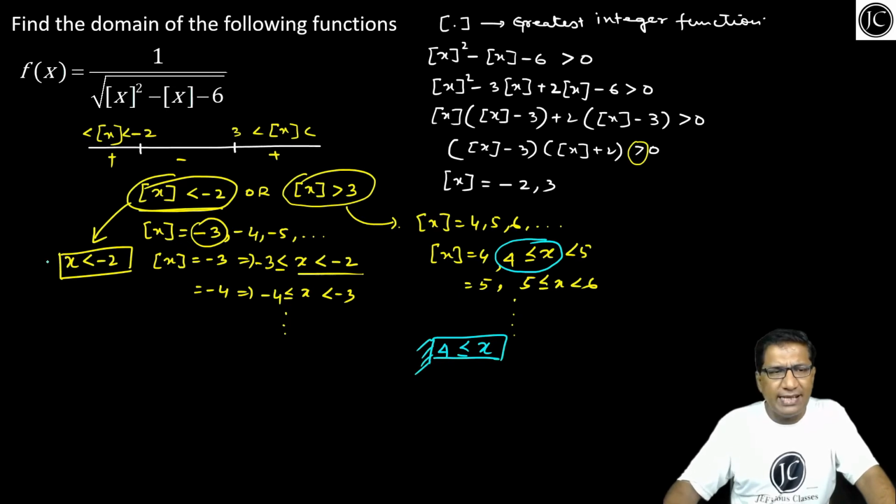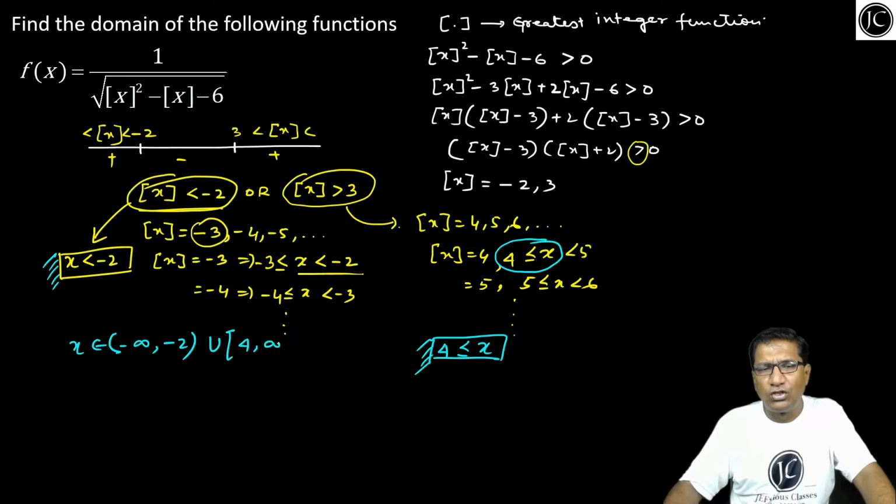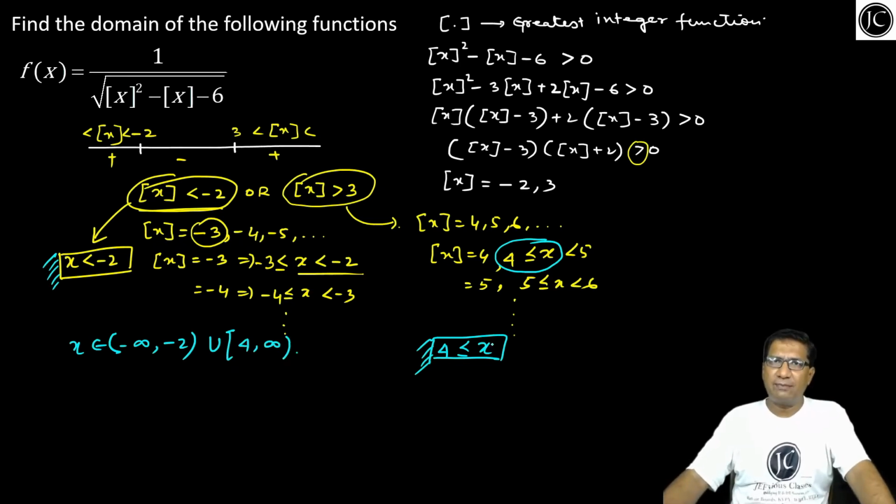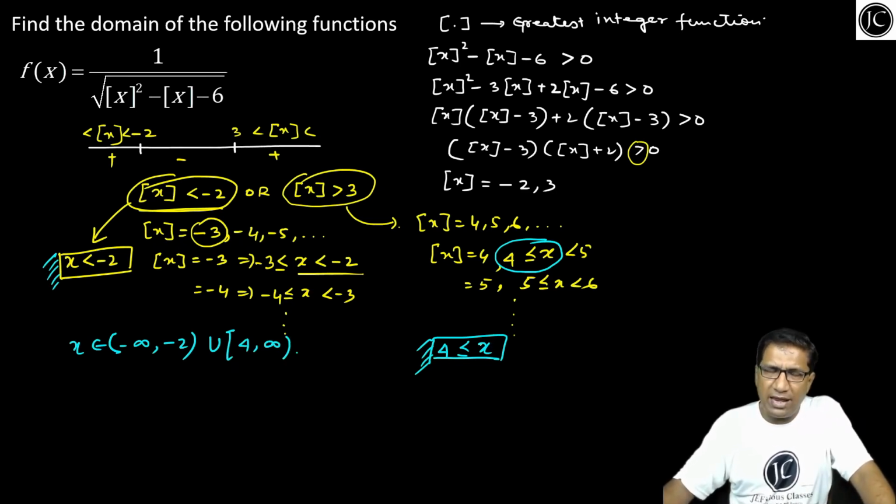So we are getting the domain of this function as x belongs to minus infinity to minus 2, or from closed 4 to open infinity. Is it clear to all of you? Absolutely. Okay. चलो, next problem.